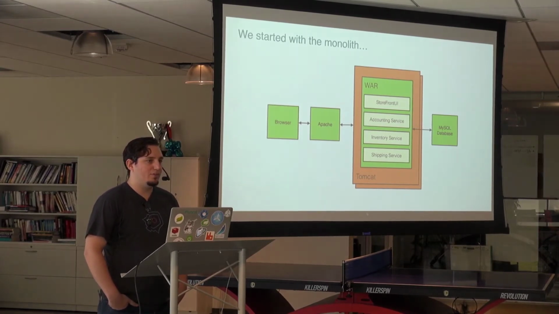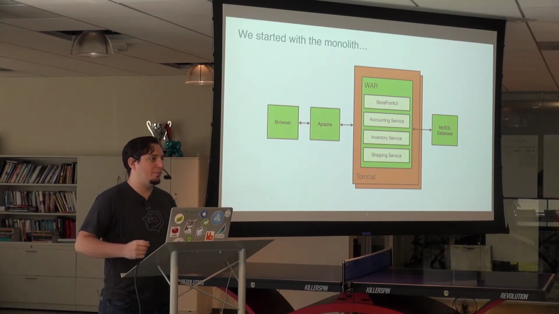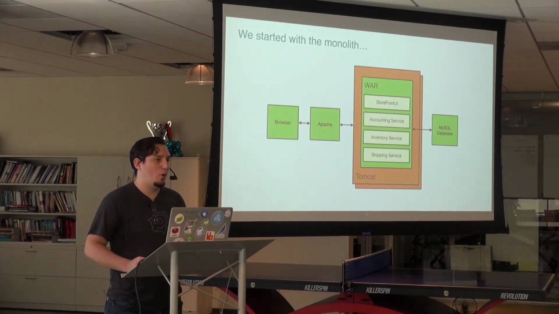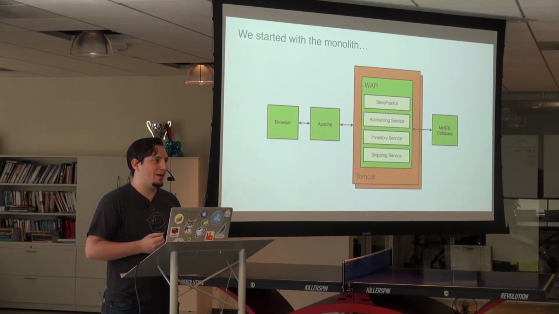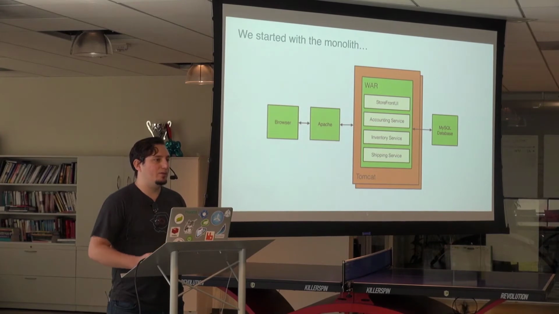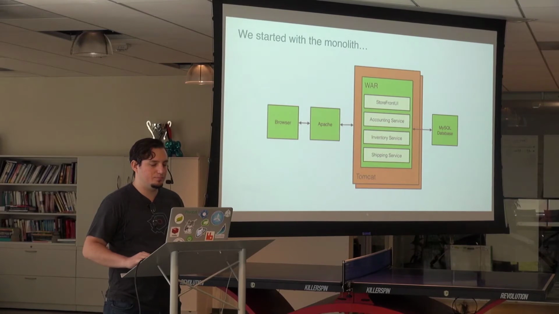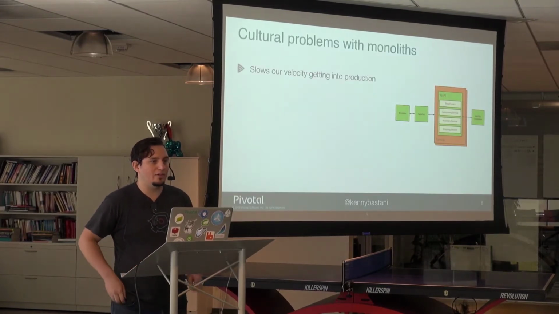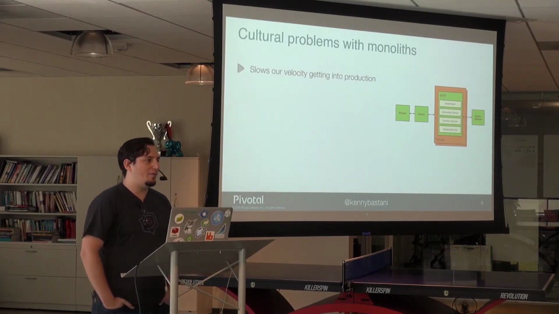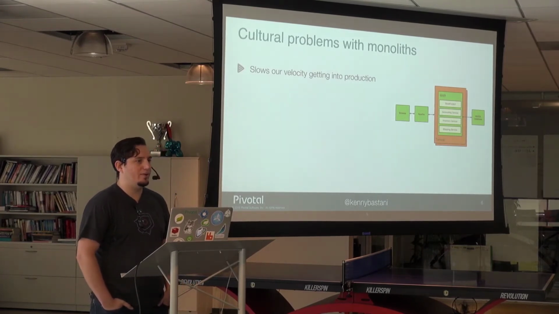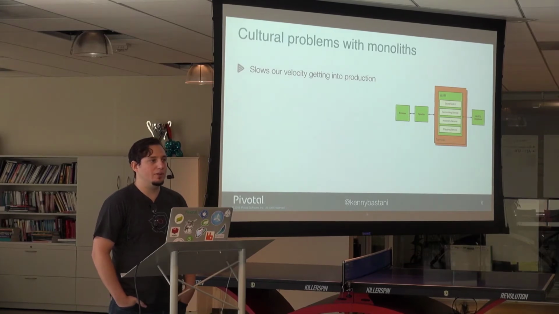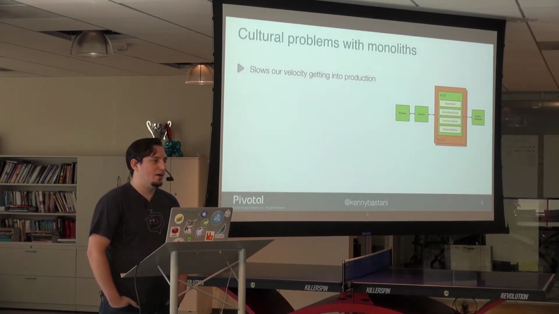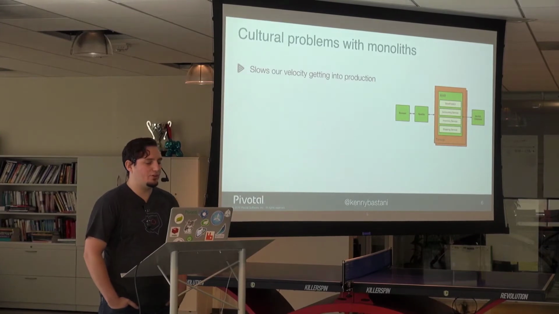Now the key problem with this is that all of the engineers who are working on this application, who are working on the source code, are going to share this infrastructure, which means that if any one engineer changes one line of code, you have to deploy everything to production or nothing at all to operationalize that change, and that creates a ton of problems. And most of them are just cultural issues. First of all, it's going to slow our velocity getting into production, right? So if we have 1,000 engineers all working on the same code base, and they're all sharing the same infrastructure, if any one of those engineers changes something, you have to deploy everything to production or nothing at all.